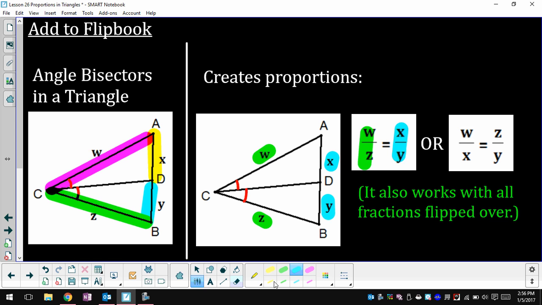It also works if I take W and X, set that equal to Z over Y. So either way would work. You could also flip all the fractions and they would work out the same. So X over W and Y over Z.